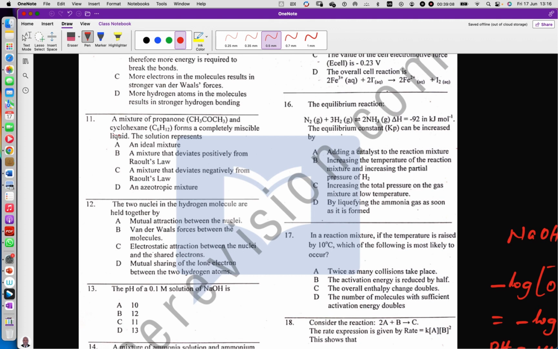A mixture of propanone and cyclohexane forms a completely miscible liquid. The solution represents A, an ideal mixture; B, a mixture that deviates from Raoult's law; C, a mixture that deviates negatively from Raoult's law; D, an azeotropic mixture. It is an ideal mixture. That is, the answer is A. Our question number 12.